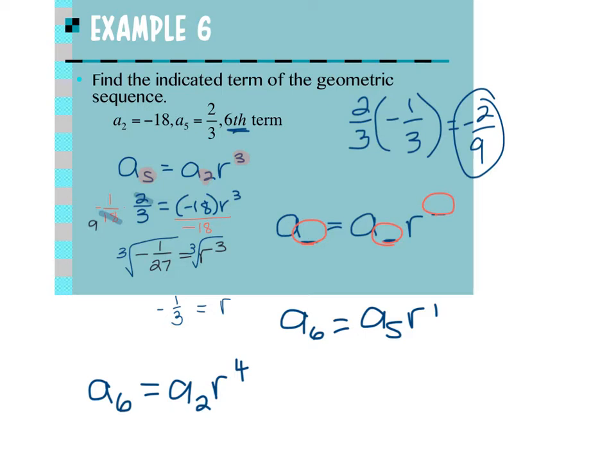Can you use a different place to check? Yep. So if you've got extra time, you can use it more than one way. Should get the same answer every time. Does that make sense? Questions?